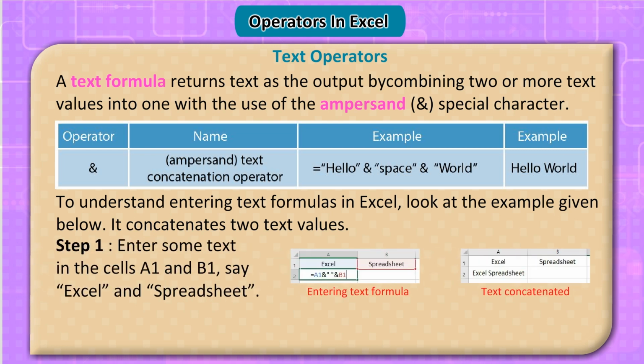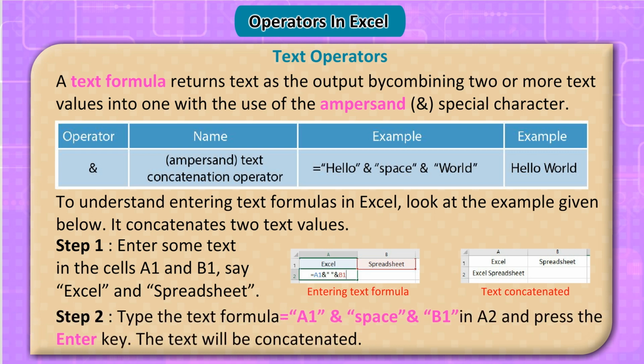Step 1. Enter some text in the cells A1 and B1, say Excel and spreadsheet. Step 2. Type the text formula equal to A1 & " " & B1 in A2 and press the Enter key. The text will be concatenated.